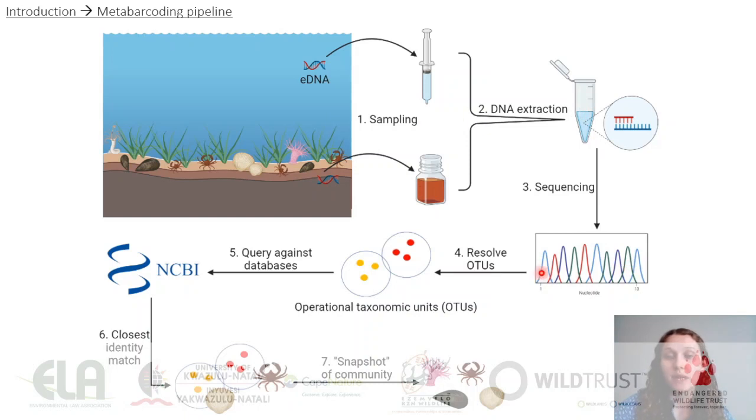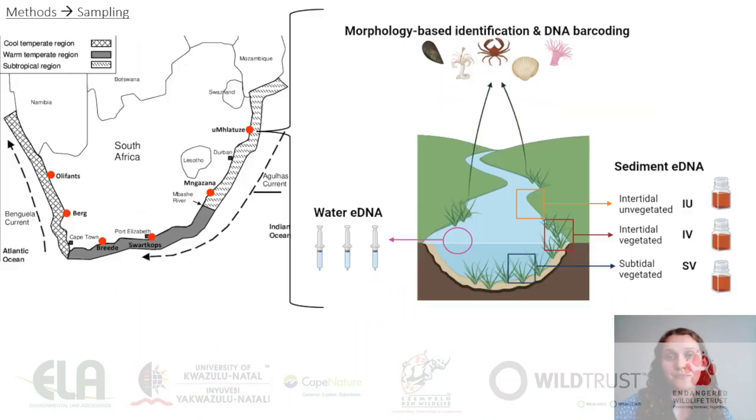Once sequenced, we can resolve the sequences into OTUs, which are operational taxonomic units. They're basically groups of very similar sequences. The OTUs are then queried against databases to give the closest identity match to a particular group. This provides a snapshot of the community in time and space.